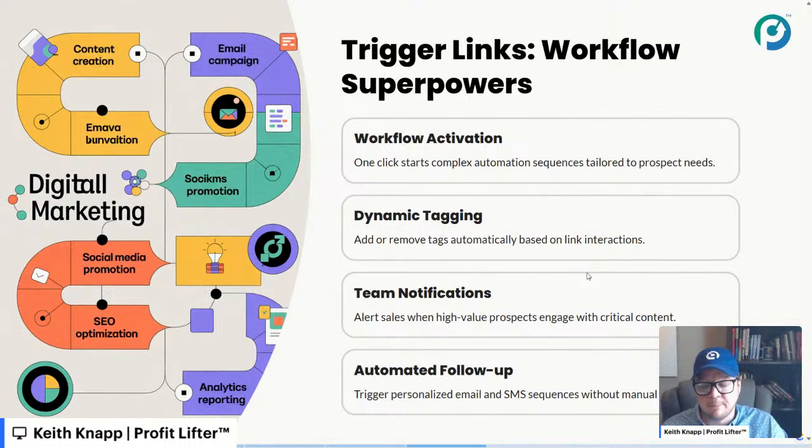Workflow trigger links are going to help you. These are going to help you with your workflow activation. One click starts a complex automation sequence tailored to prospect needs. Dynamic tagging: add or remove tags automatically based off of link integrations. Team notifications, great idea. Alert your sales team when high value prospects engage with critical content.